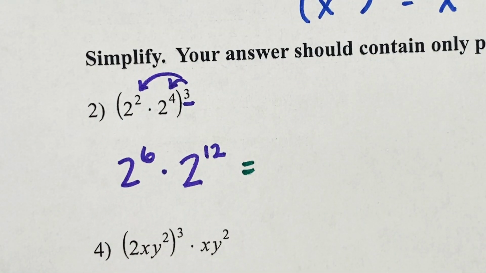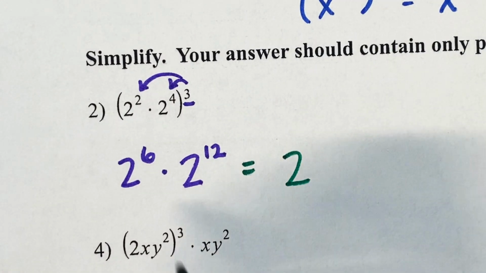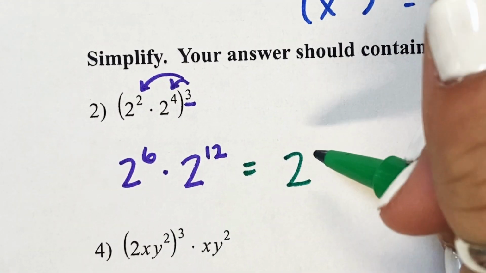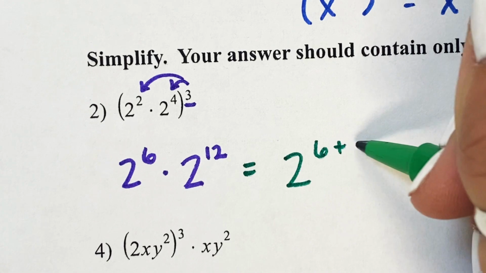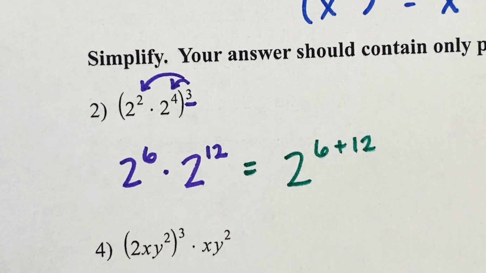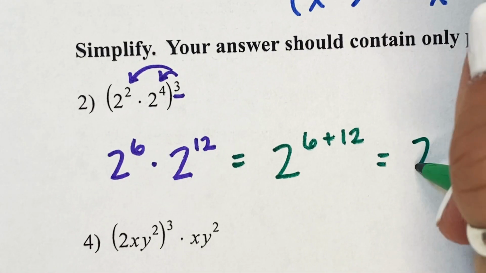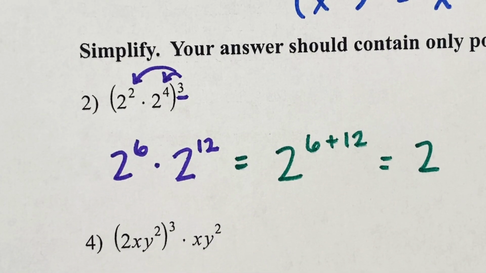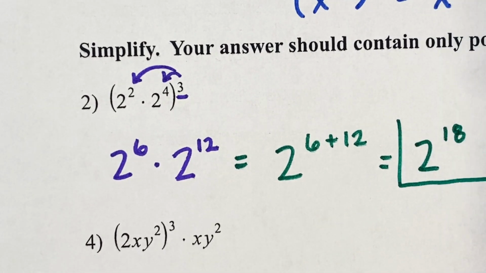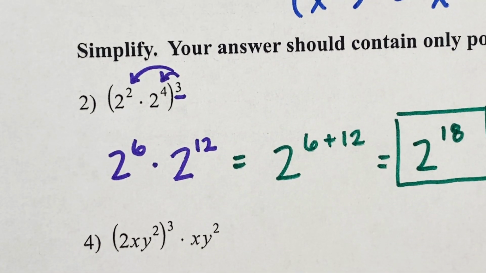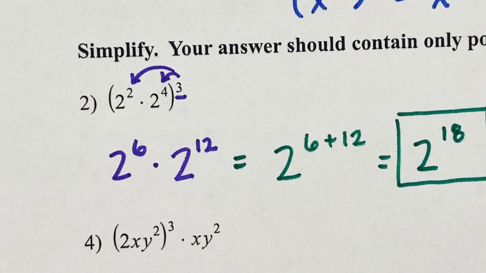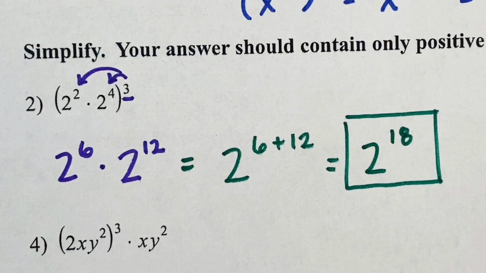to simplify, meaning I have 2 as my base, and now I can add my exponents. 6 plus 12. What is 6 plus 12? It's going to be 18. So 2 to the power of 18, and there is our simplified answer. Beautiful.